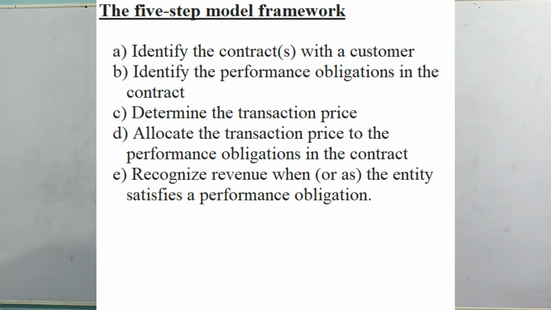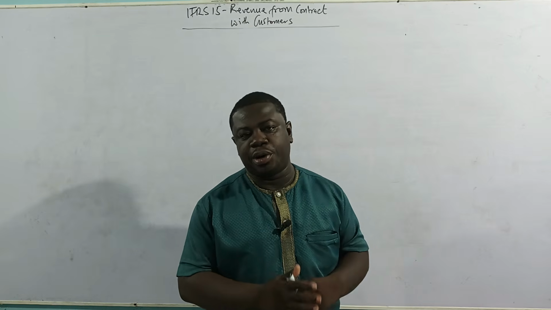And the second one is to identify the performance obligations in the contract. And then, as you can see, the third one is to determine the transaction price. And the fourth step is to allocate the transaction price to the performance obligations in the contract. And then finally, you recognize revenue when or as the entity satisfies a performance obligation. And so this is the 5-step model framework.